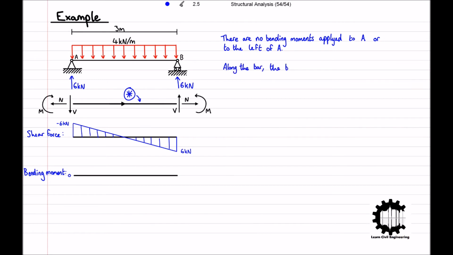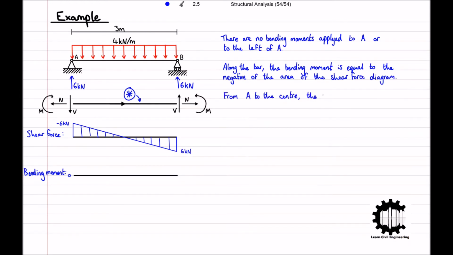Moving along the bar, after point A, the bending moment is equal to the negative of the area of the shear force diagram. From point A to the centre of the bar, the shear force is negative, which means that the bending moment increases, and then from the centre of the bar to point B, the shear force is positive, meaning the bending moment will decrease.